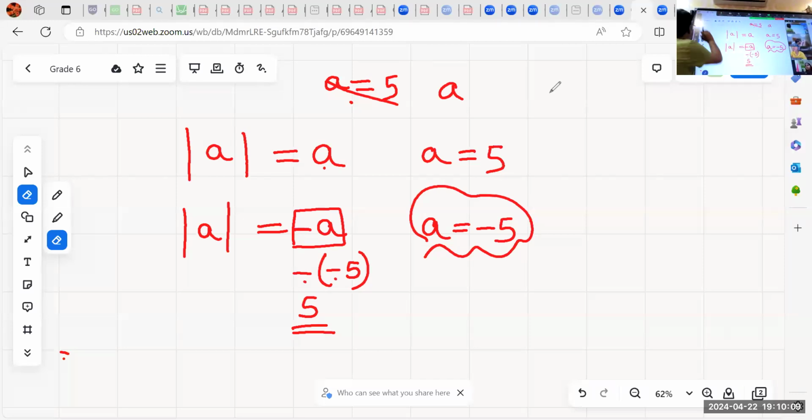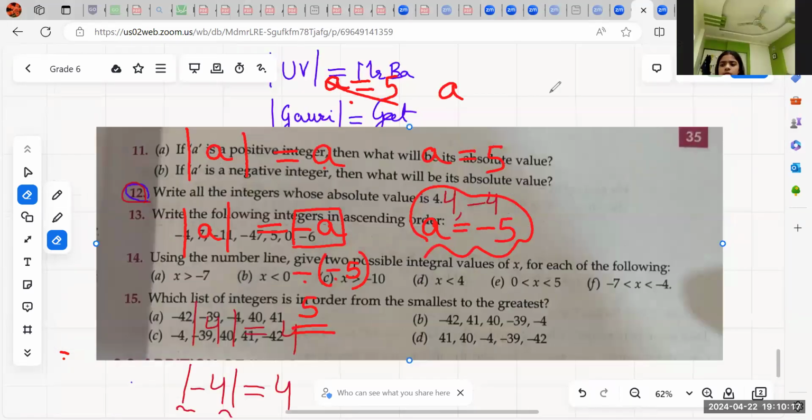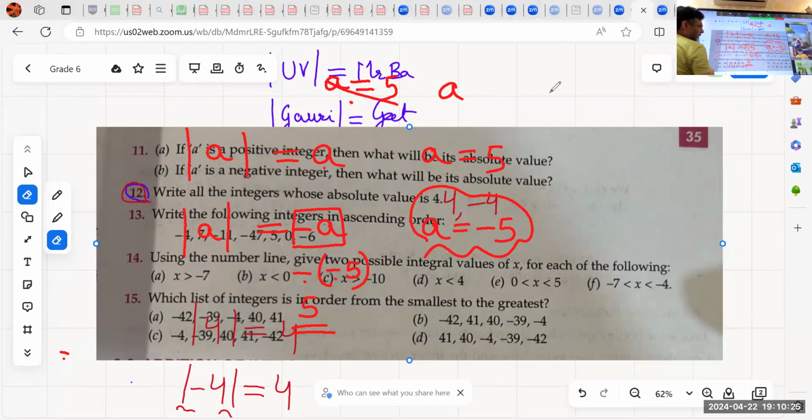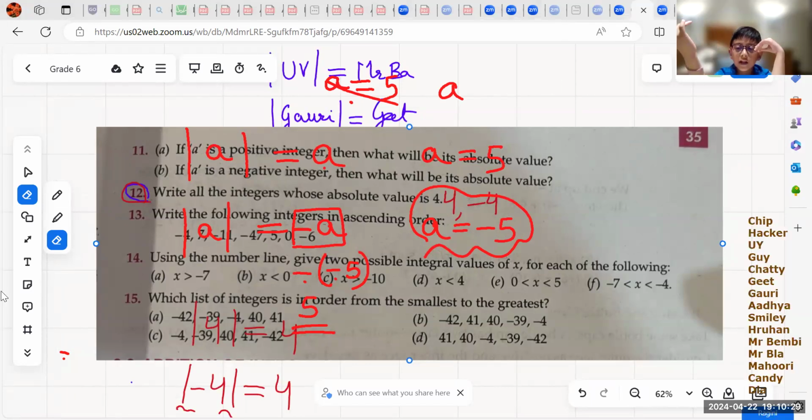This is a slightly difficult concept. It will come slowly, meaning you will not understand all at once. It's a little difficult. Let's look here. Sir, I cannot understand this. If you have understood, well and good. If you have not understood, you will understand soon. Sir, how can it be double? How can it be -10?